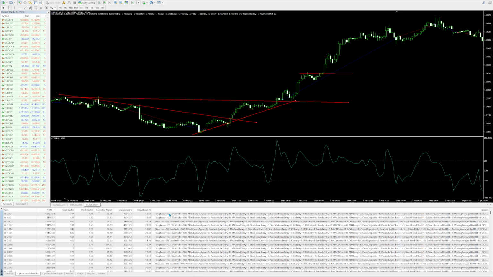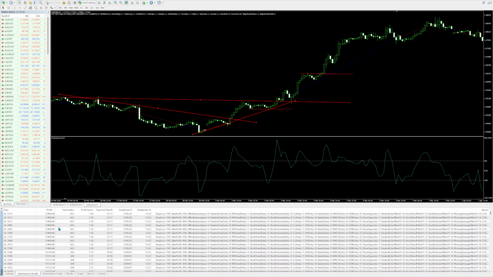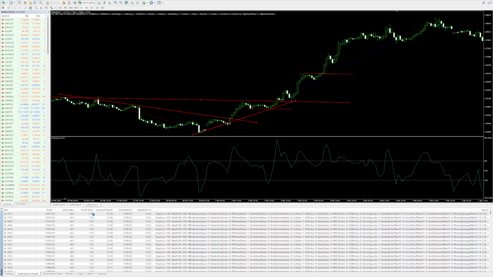And you can see here, it will just show you all of the different settings that we checked, all the different combinations of those settings, and the results that they produced on the instrument, time frame, and dates we have selected. And then you can see that's finished. Took less than a minute. You can sort by profit, and then we can see, okay, this is the most profitable settings.